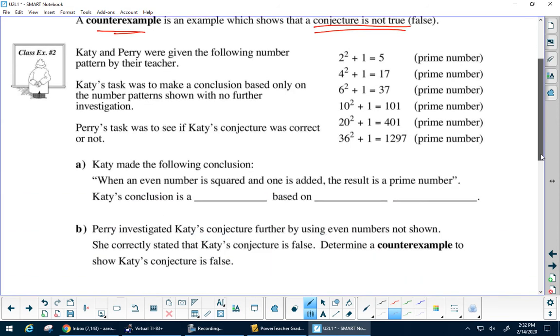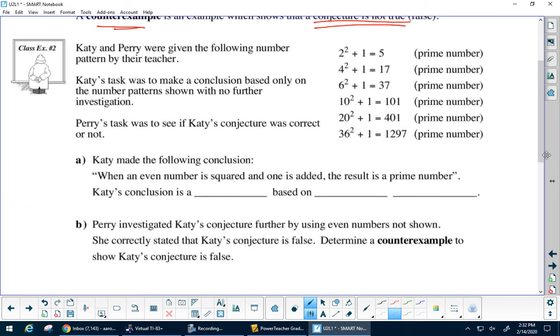Okay? So I want you to look at this one. Katie and Perry. It's kind of funny that they use those two names. I wonder if it was a coincidence. I don't know. Were given the following number pattern by their teachers. Katie's task was to make a conclusion based on only the number patterns shown and no further investigation. So she found that 2 squared plus 1 equals 5, 4 squared plus 1 equals 17, 6 squared plus 1 equals 37, 10 squared plus 1 is 101, 20 squared plus 1 is 401, and 36 squared plus 1 equals 1297. Now if you look at all these, they're all prime numbers.